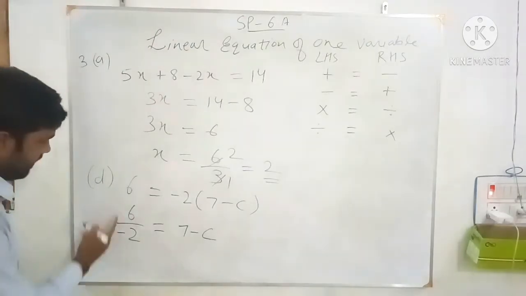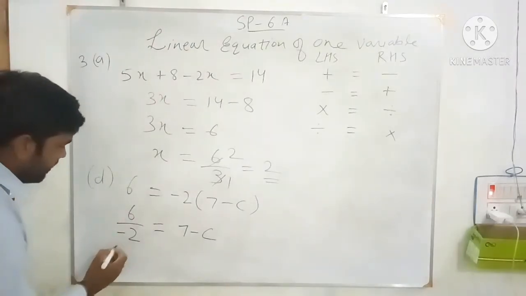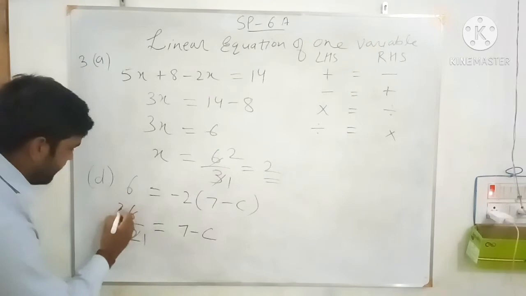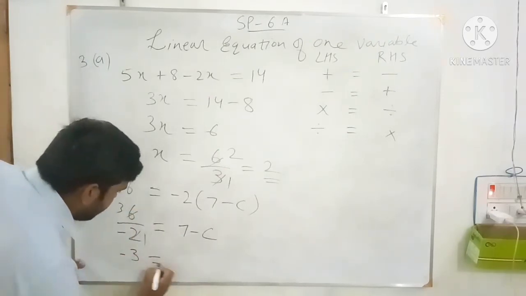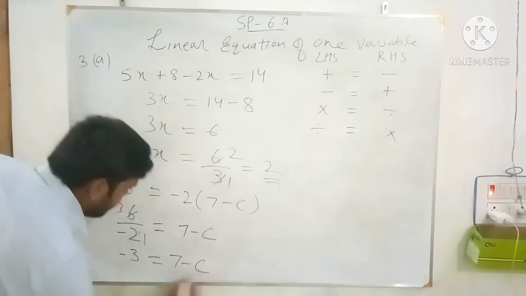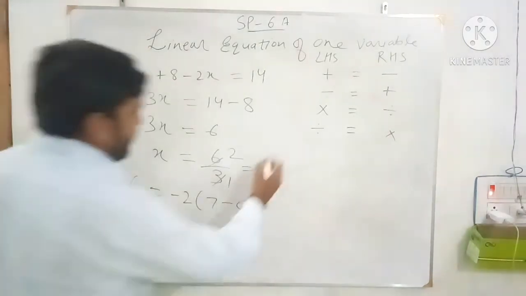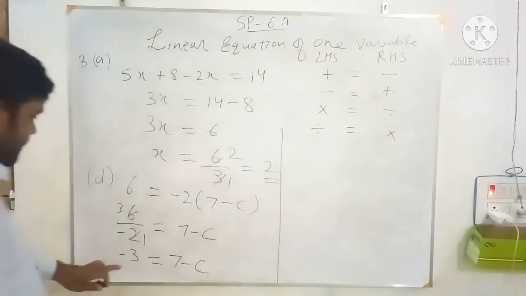So plus divided by minus gives minus. 2 1s are 2, 2 3s are 6. So here you get the result minus 3 on the left hand side, minus 3, and here 7 minus C. See in the next step what we can do in solving here.